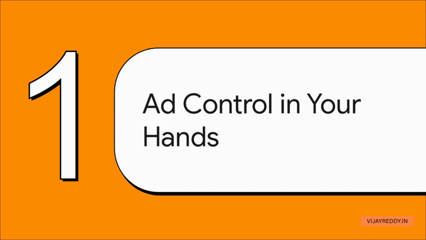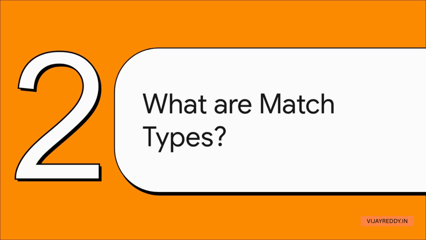And the key to unlocking that control is understanding a really fundamental concept in Google Ads. And that concept is keyword match types. So, what are they really? The easiest way to think about them is as a set of instructions. For every single keyword you use, you're giving Google a specific command, telling it exactly how you want it to spend your money. Let's break down what those instructions actually are.